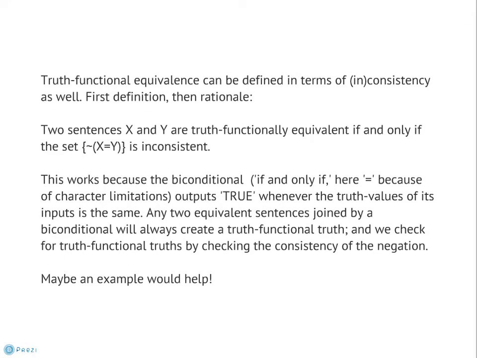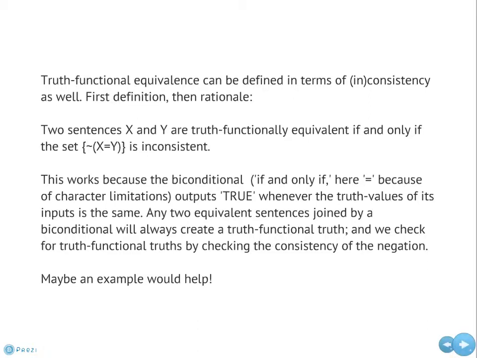Truth functional equivalence can be defined in terms of inconsistency as well. So I'll give you the definition, then I'll give you the rationale. Two sentences x and y are truth functionally equivalent if and only if the set not (x if and only if y) is inconsistent. So this works because of the biconditional, if and only if. I'm using the equal sign because of character limitations, but I mean the biconditional.